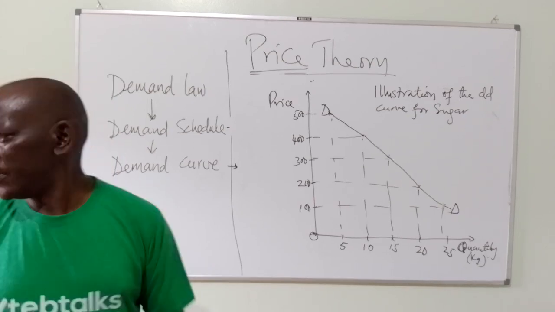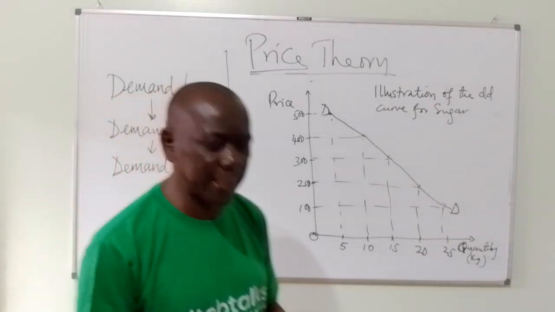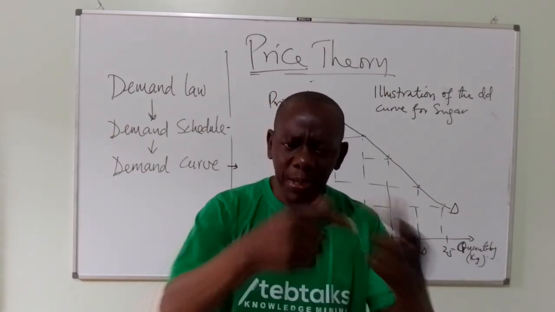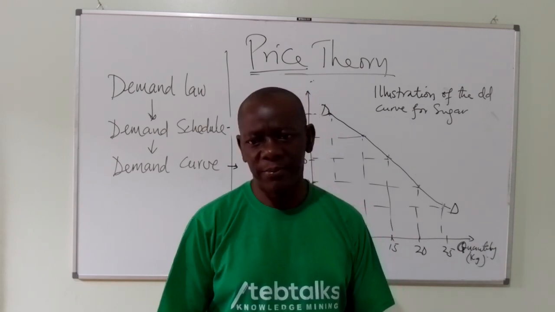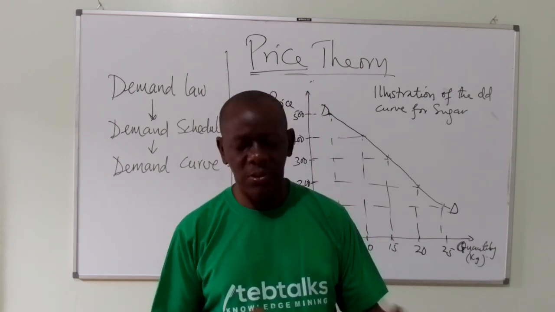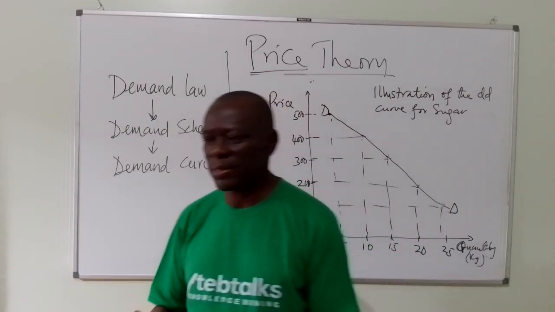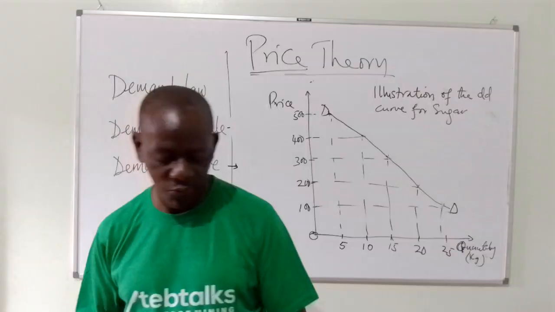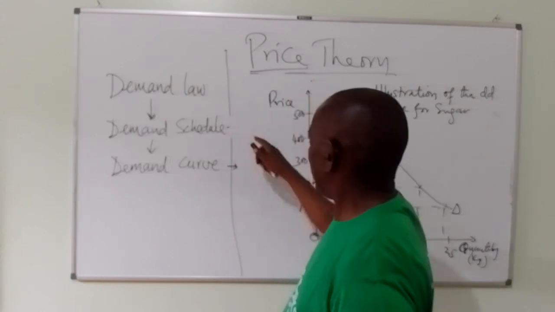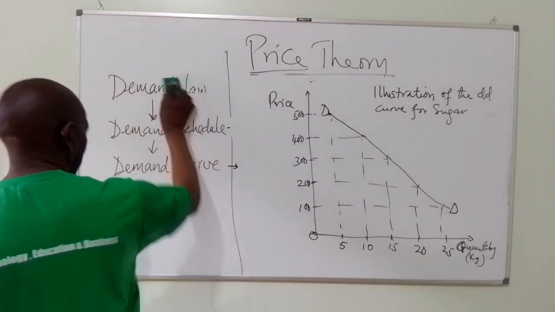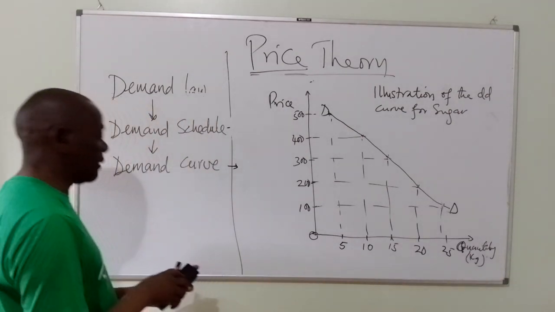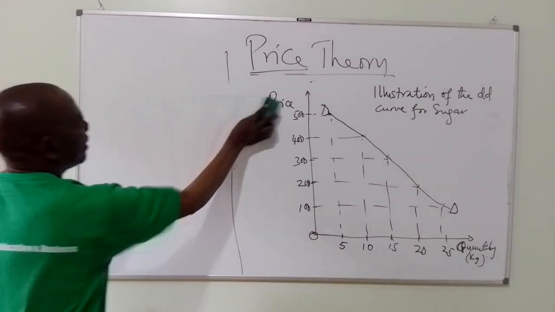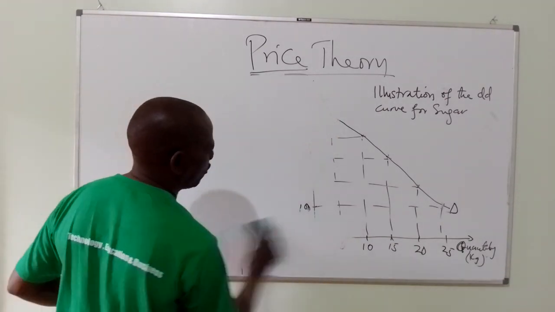The consumer is again looking at the price to know how much he is going to demand. So price is very important. It plays both on the supply side and the demand side, where the supply is the producer and the demand is the consumer. So that's how far we have come with the demand curve and the theory of price.